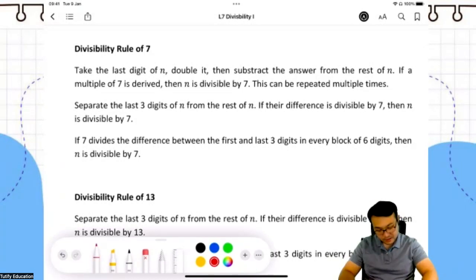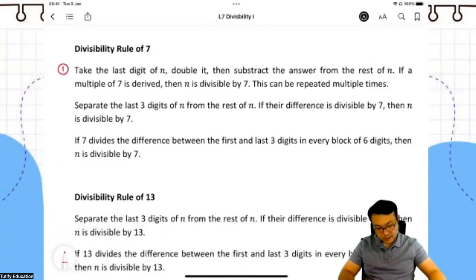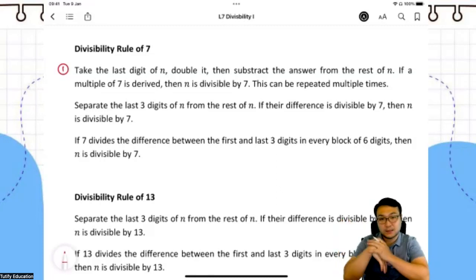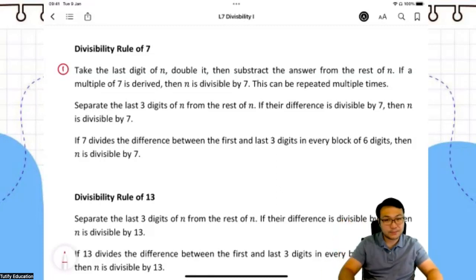Let's look at the first method. You find the last digit, you double it. Then you subtract the answer from the rest of the remaining number. Okay, we'll do this, don't worry, I'll show you an example.